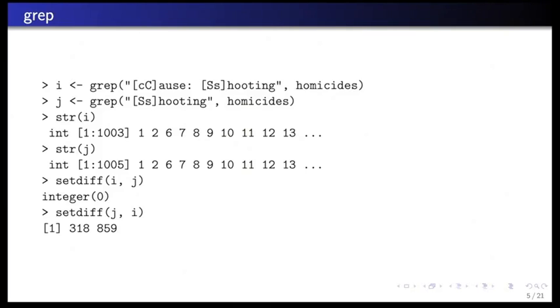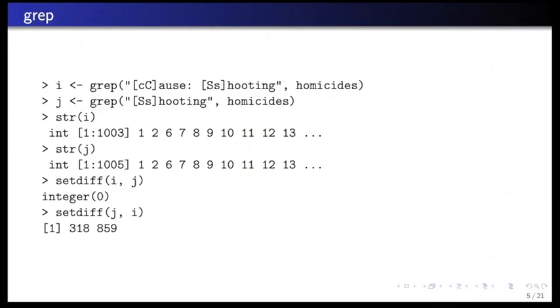But if I reverse it and do setdiff J and I, giving me all the indices in J and subtracting off those in I, now I've got 2 left over that are in J but not in I. Number 319 and number 859 matched the plain shooting pattern, but didn't match the cause pattern. Those 2 extras were included in the set that just matched shooting, and if you look at the data, you see why.